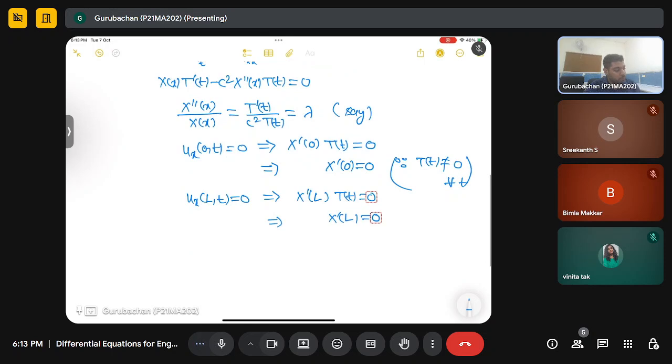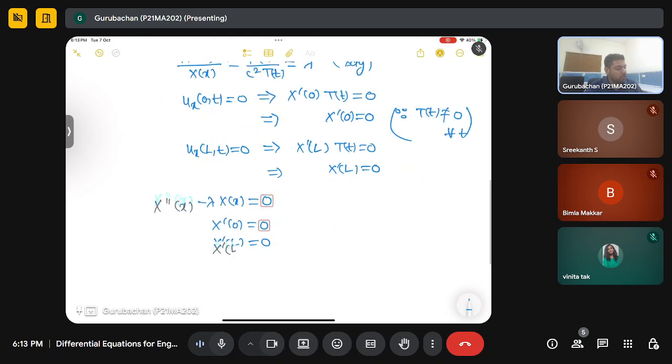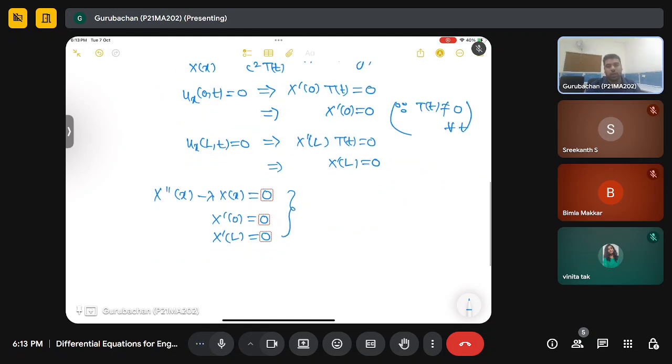So the Sturm-Liouville problem that has been formed is like this: X'' minus lambda X(x) is 0, with the given conditions X'(0) is 0 and X'(L) is 0. This is the Sturm-Liouville system. Corresponding to this system, we want to find its eigenvalues and corresponding eigenfunctions. Since we have done these kinds of problems in the last class, you first try on your own, then we will discuss it.